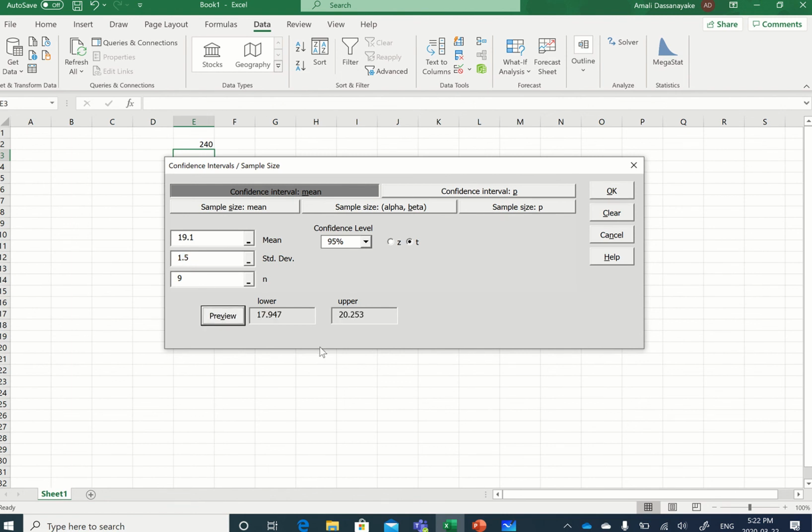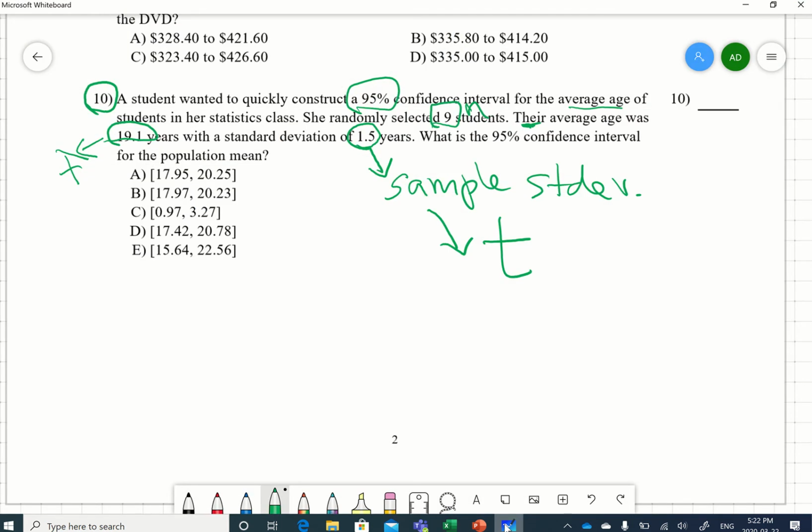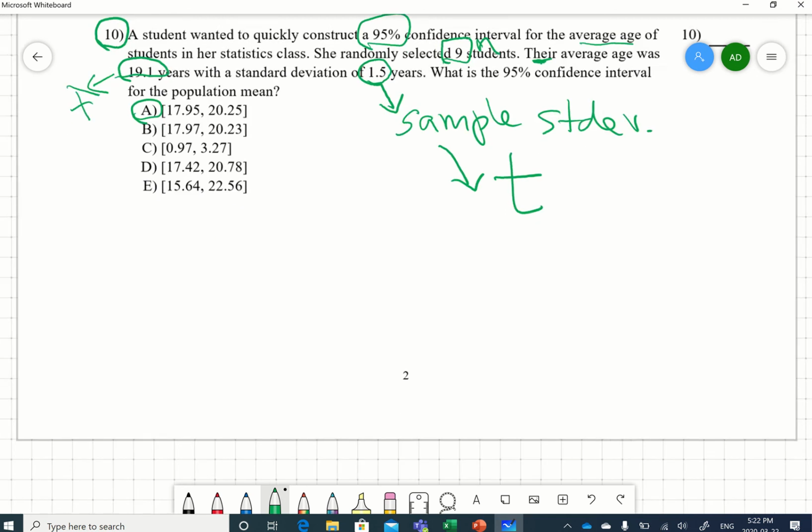So 17.947 to 20.25. Yeah, it's A. Right, so that's how it works.